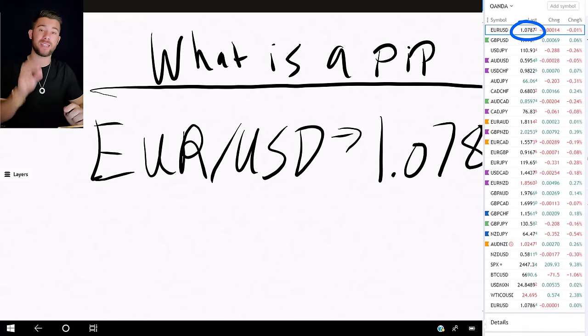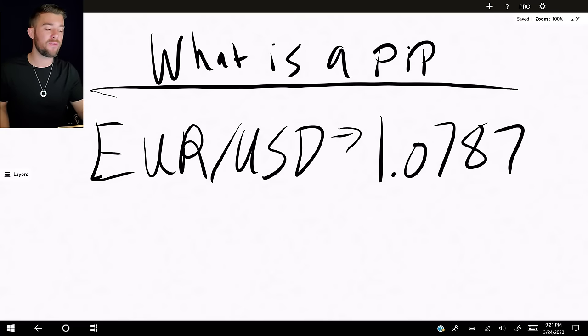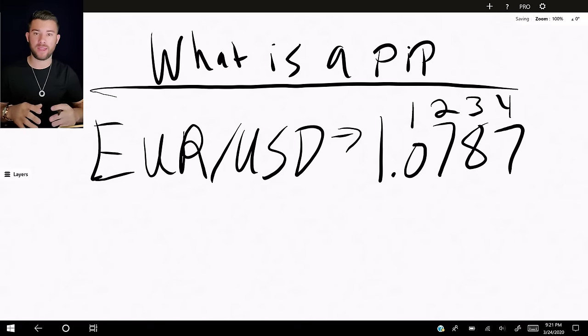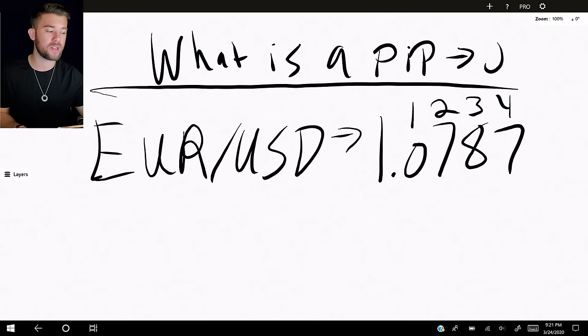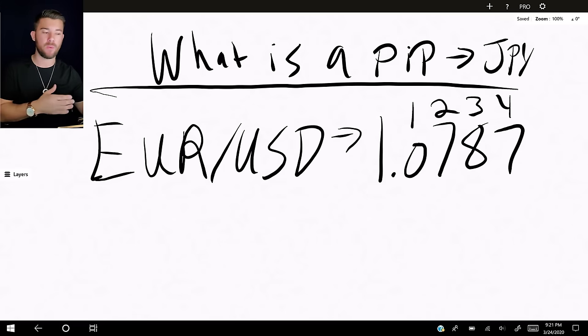What you need to understand is that the way you identify a pip is the fourth place away from the decimal. So the fourth decimal point, meaning if this is the decimal point, we count over 1, 2, 3, 4. This is a pip. And let me clarify that really quickly. Right now, we are talking about a pip on every currency pair except currency pairs that end in JPY. Any currency pair with JPY in it is going to be slightly different than this, and we're going to go over that next.